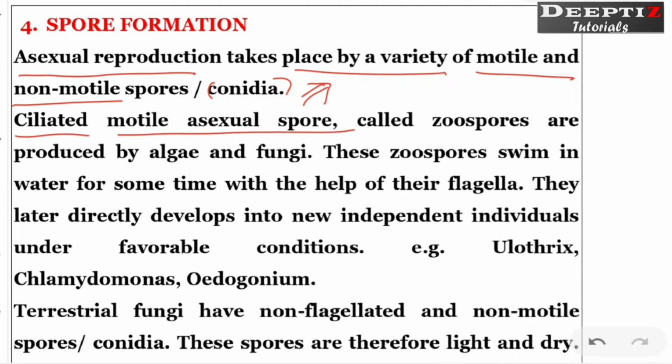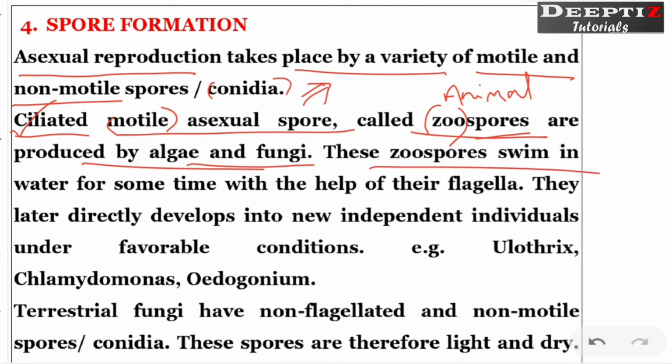Ciliated motile asexual spores are called zoospores. Zoo, we know these are animals. What is the speciality of animals? Able to move from one place to another. So the spores are termed as zoospores because these are motile. Why are these motile? They have cilia which help in their movement. And these are produced by some of the algae and fungi.